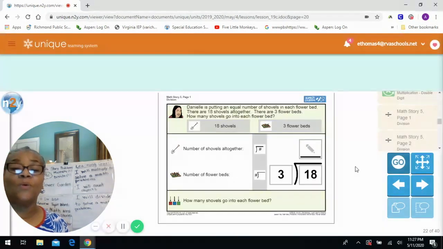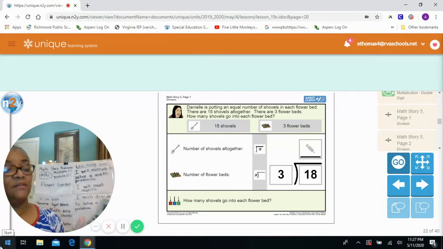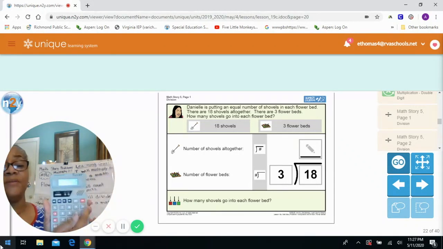Okay, now let's go on with some division. With division, when we use our calculator, we're going to use the button with the 2 dots on it, right there.